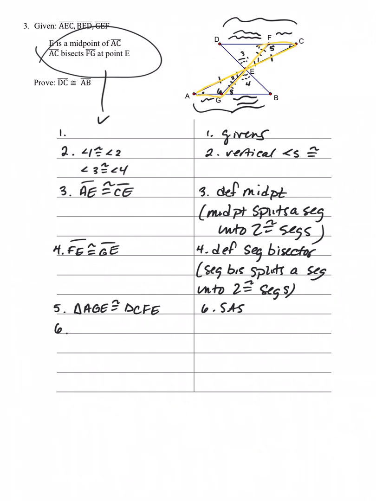So then I'll use CPCTC. Oh, why did I write 6 here? So for CPCTC, I'm going to put that angle 5 is congruent to angle 6. I'm also going to put that, let's see, I'm going to have linear pairs there. All right. And then I'll use addition at the end.